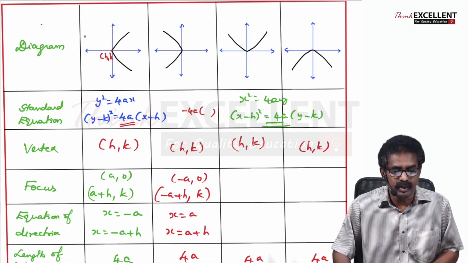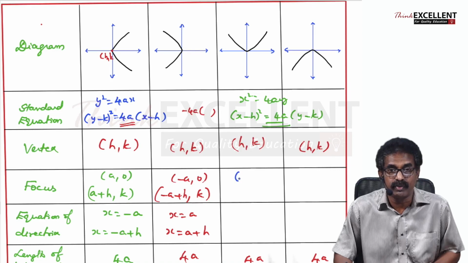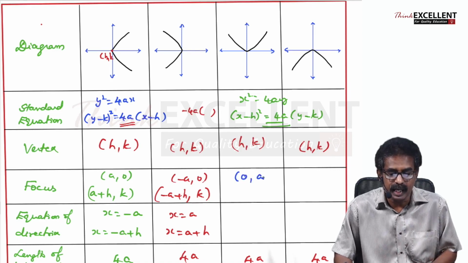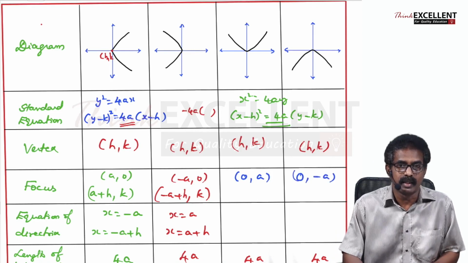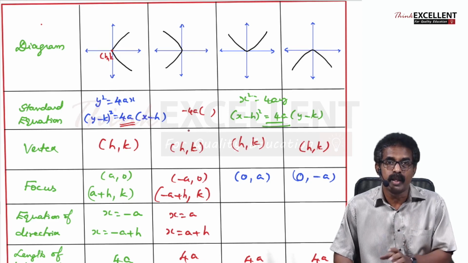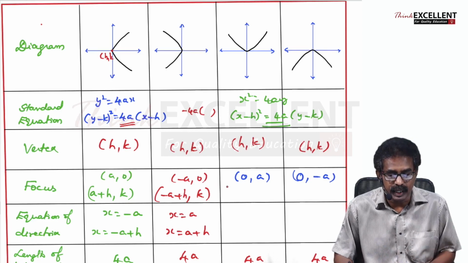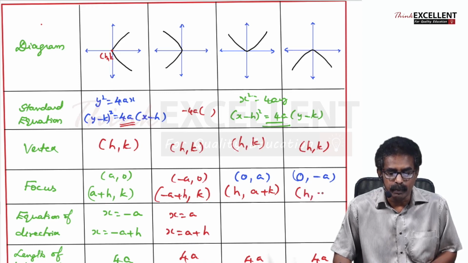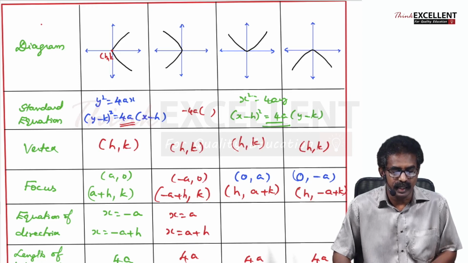Now please listen this focus for the first. When the vertex is 0, comma 0, we write 0, comma a and 0, comma minus a, right? But now, when the vertex is what? H, comma k. For x coordinate, you add h and y coordinate add k. So x coordinate add h, y coordinate add k, a plus k. So for the next one, it is 0 plus h and minus a plus k. You have to add k.